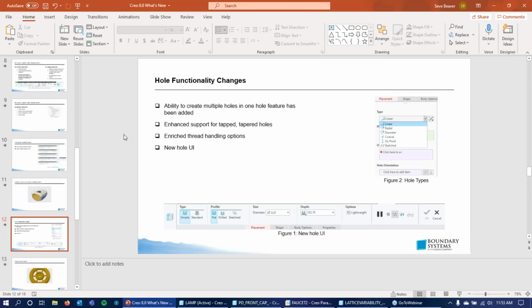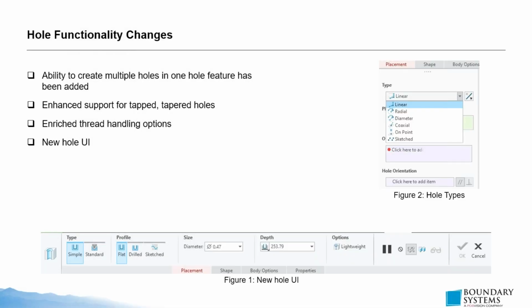All right. So next I'm going to talk about whole functionality changes. First of all, there's a new hole UI, which we can see at the bottom of the screen. Going with the trend of updated ribbons in Creo 8, this one is a lot better and very much updated. We can see that it's much easier to designate between simple or standard holes, to select how we want to set the profile. It's just much more user friendly.